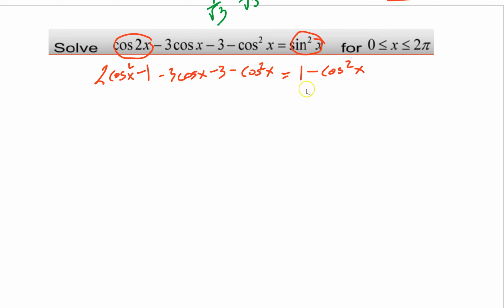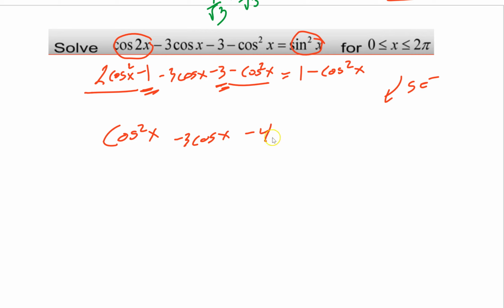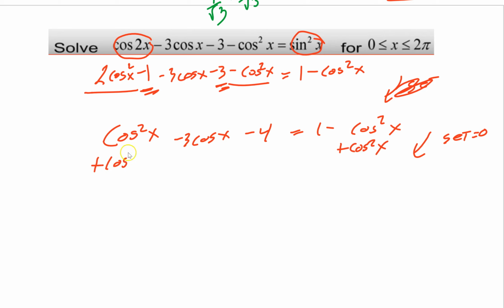Now it's a fancy, funky problem, right? Let's set equal to 0. Actually, before that, let's simplify a little bit. That's 2 cosine squared minus cosine squared, that's just cosine squared. I have -1 and -3, so minus 3 cosine x minus 4 equals 1 minus cosine squared. Okay, now it's just algebra, right? I simplified it a little bit. Set equal to 0. Let's add cosine squared to both sides. Subtract 1, subtract 1. I get 2 cosine squared x minus 3 cosine x minus 5 equals 0.